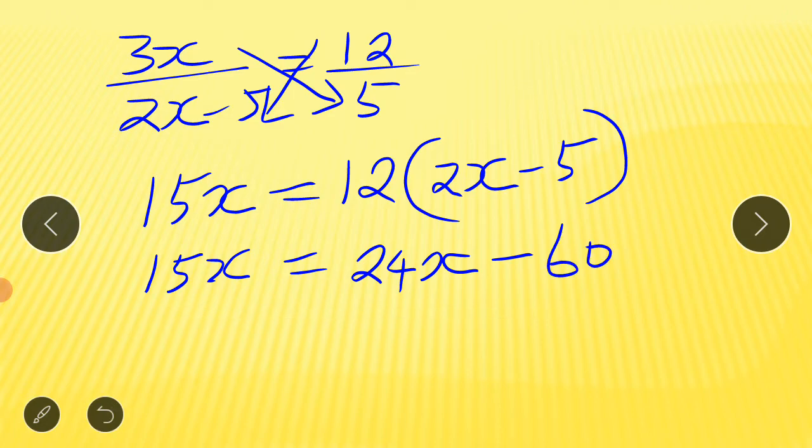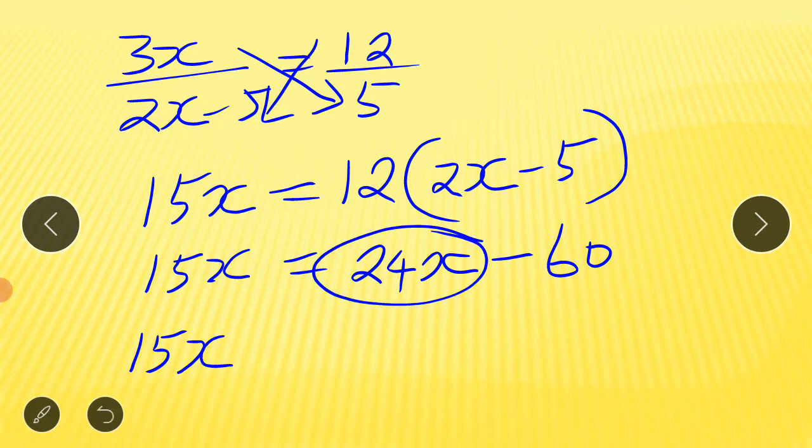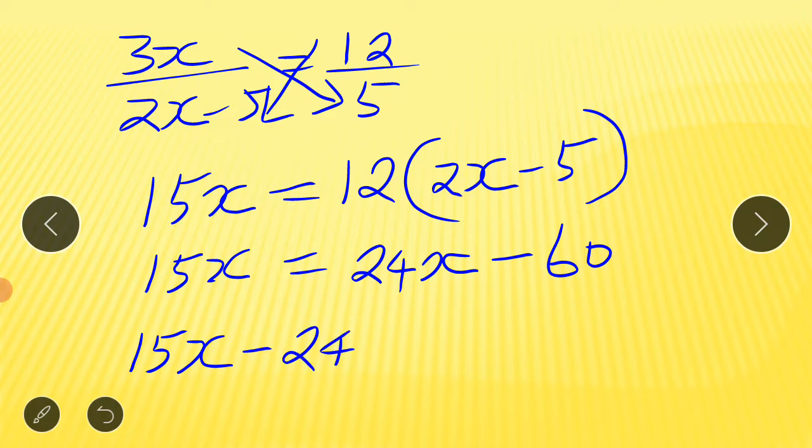After opening the bracket, let's keep the variable terms on the left hand side. So here the variable term 15x on the left hand side we are not changing the position. So 15x, and this variable term plus 24x, when you bring it from right hand side to left hand side, is becoming minus 24x, by transposition. And now we brought the variable terms to the left hand side. Let's keep the constant term on the right hand side. On the right hand side there is a constant term minus 60, with sign, but no constant term on the left hand side. So that's all.